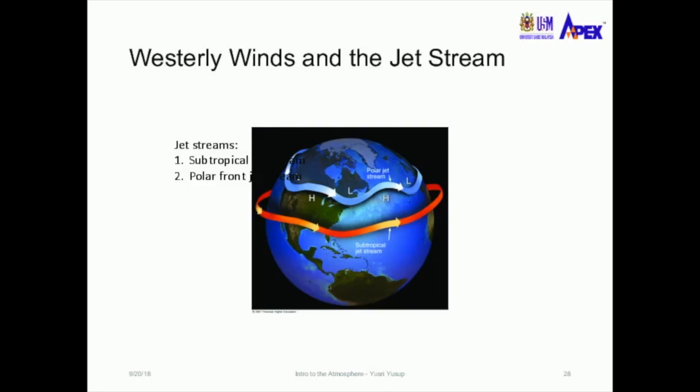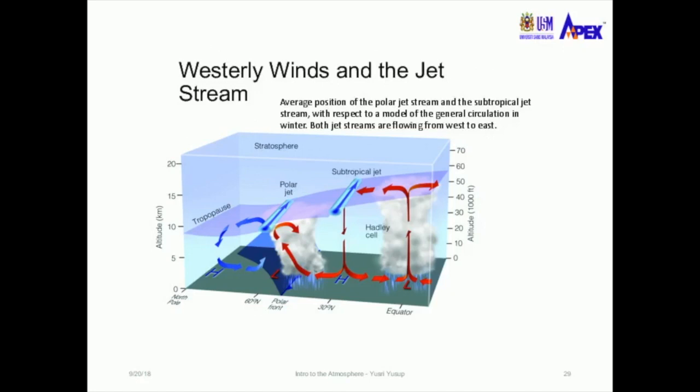Now, just to recap, there are also the westerly winds and the jet streams. The westerly winds are more dominant than the easterly winds, and more permanent than the easterly winds. There are two types of jet streams: the subtropical jet stream, and the polar front jet stream somewhere nearer to the polar region. So this is the position of the westerly wind and the jet stream.